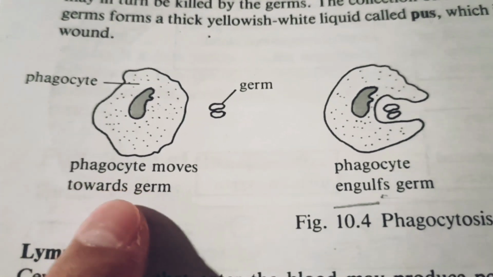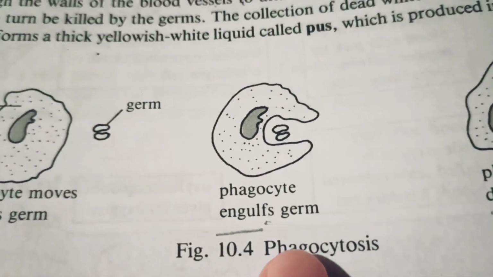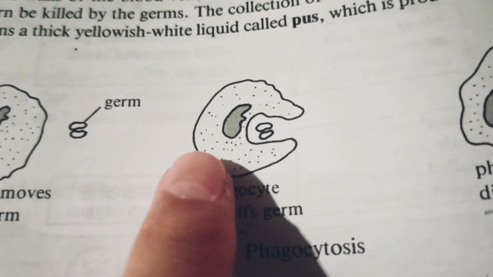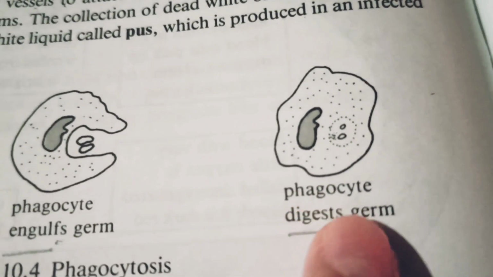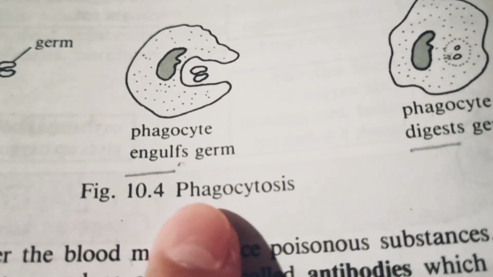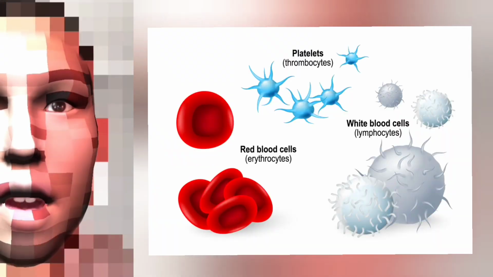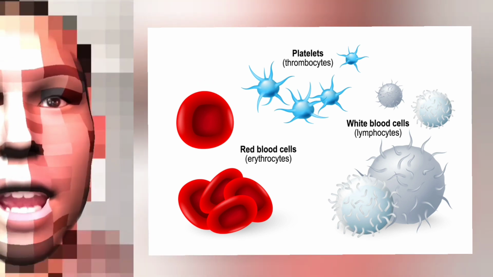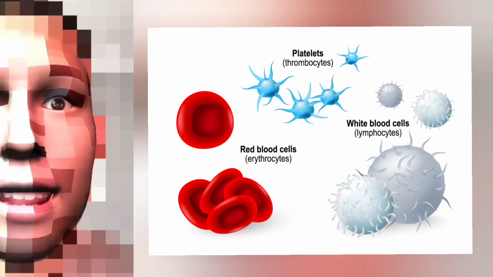When germs enter our body, the phagocytes will move toward the germs, and then the phagocyte engulfs the germs. And then the phagocyte digests the germs, meaning to kill the germs. This process is called phagocytosis. Okay, you have learned the function of red blood cell and white blood cell. Now, let's move on to the third component, the platelets.